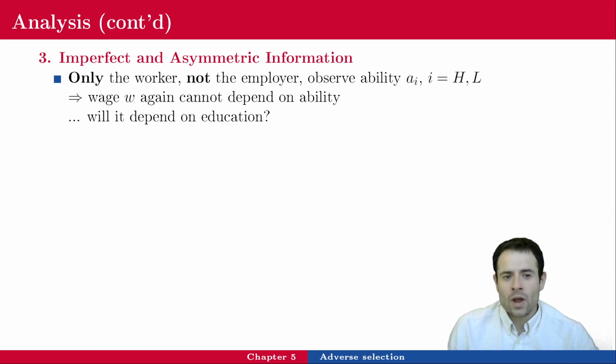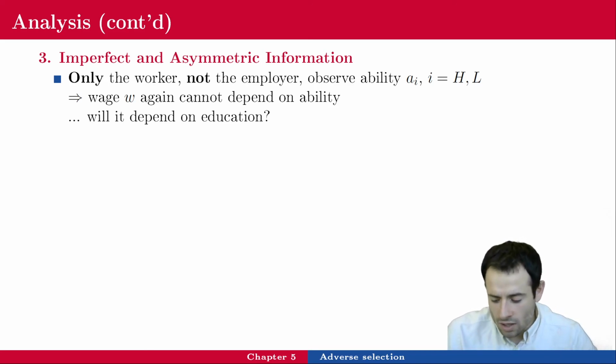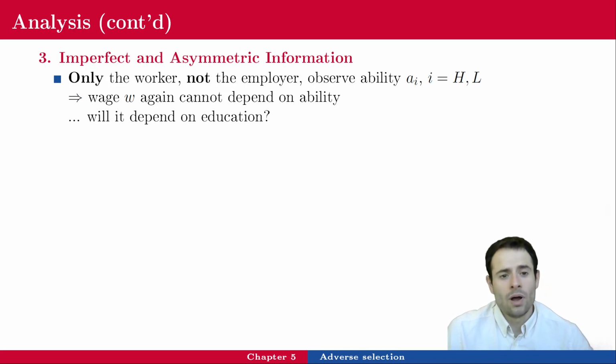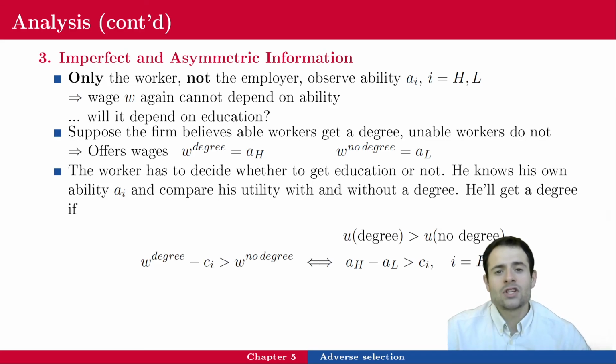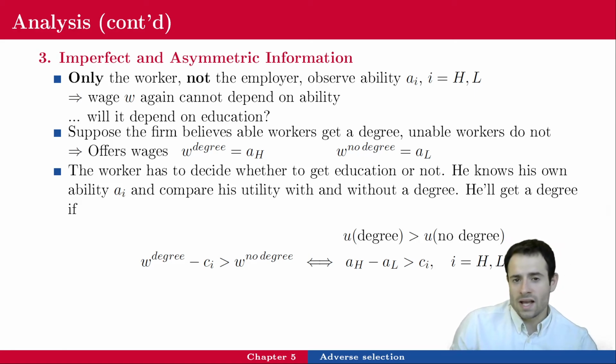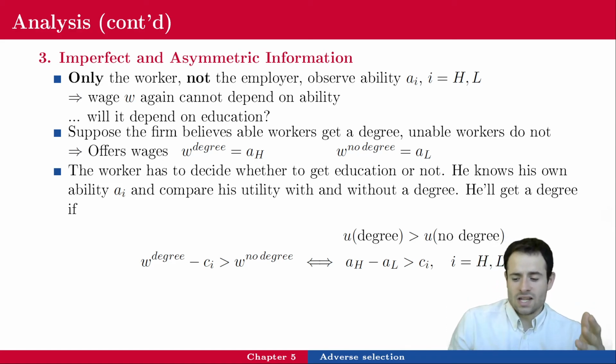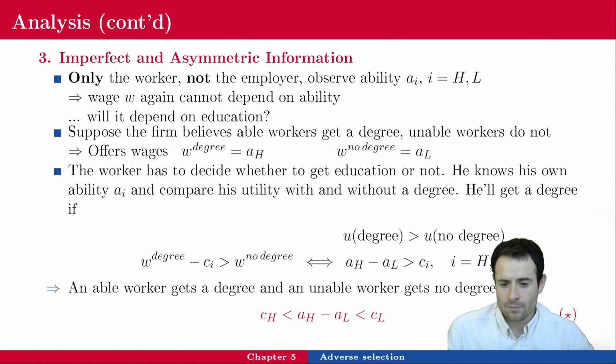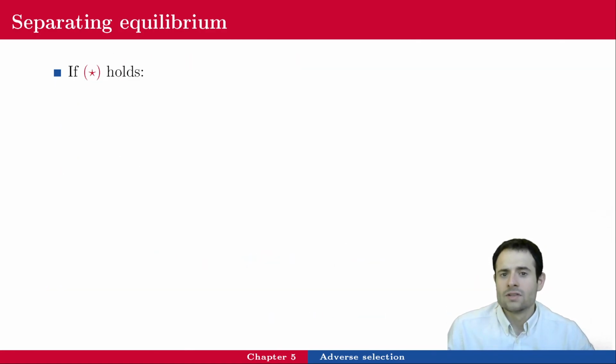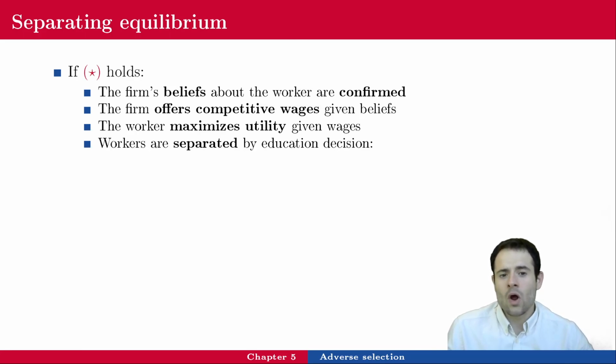In the last case, where information is asymmetric, since the employer does not observe ability, he cannot choose the wage based on ability, but maybe he can use education. He's going to use education if education is too costly for one type of worker, but not too costly for the other type of worker. This way, workers are going to use education to distinguish themselves from the other type. If this is satisfied, then we are in a separating equilibrium.